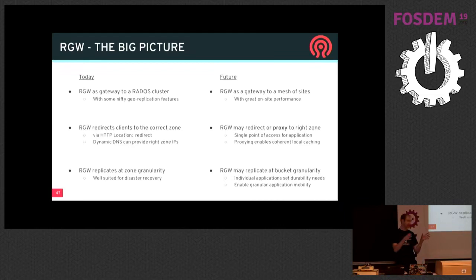And finally today, RGW replicates at zone granularity to address those disaster recovery use cases. But in the future, we want to make that more flexible so that you can, on a per bucket basis, decide where a bucket is placed, whether it's replicated across multiple sites or whether you're migrating it between sites, so that you can take one application using a bucket and move it somewhere else and move the data with it without having to move the whole site.